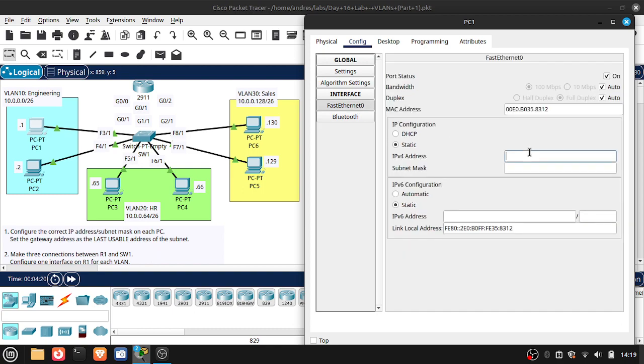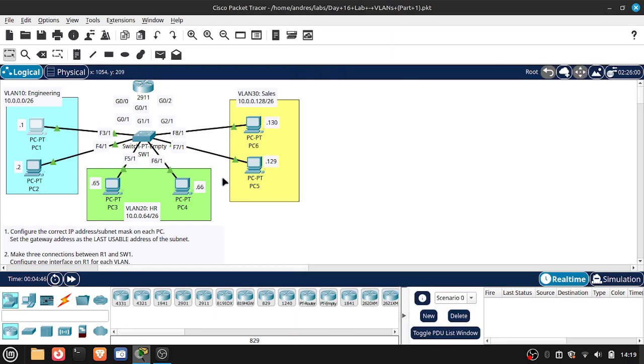The IP is going to be 10.0.0.1. Why not? Okay. Subnet mask is going to be 255, and slash 26 is 192. Okay, that's it. Our first PC.